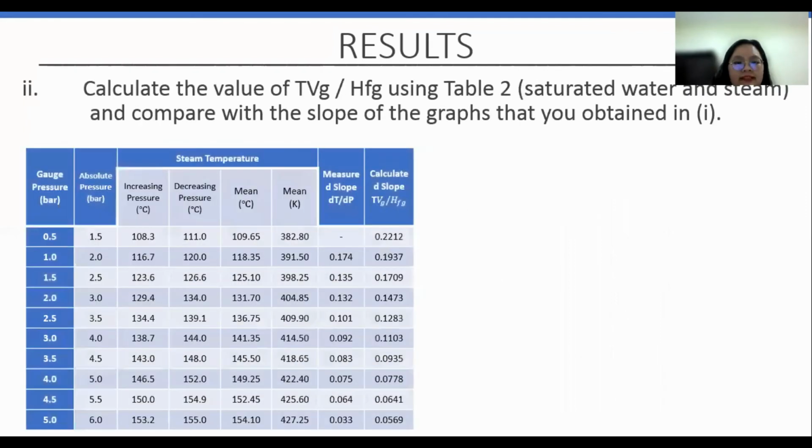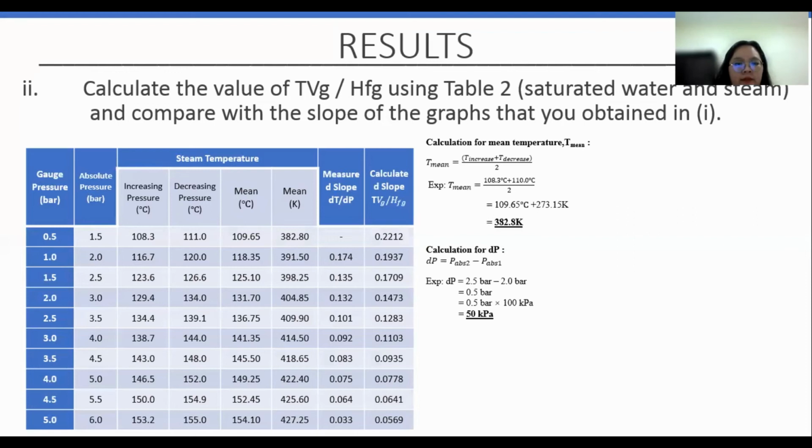Next, we are required to calculate the value of Tmean over hfg using table 2, that is the saturated water and steam table, which is provided in the lab manual, and compare it with the slope of the graph. The mean temperature, Tmean, can be obtained by adding the increasing temperature and decreasing temperature and dividing by 2. And we had to convert the unit of temperature from Celsius to Kelvin.